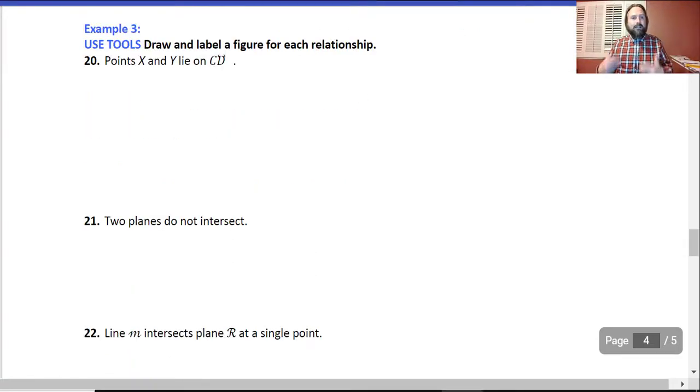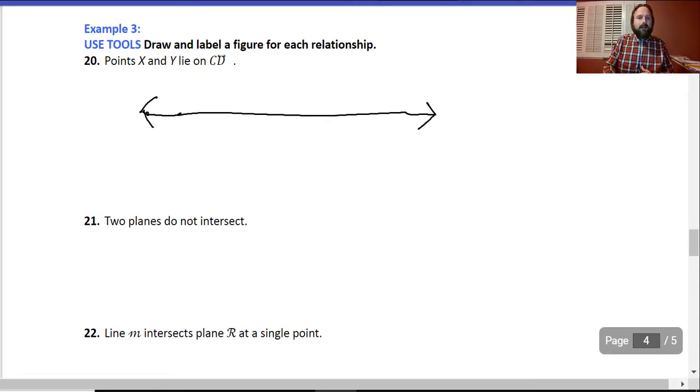So, for the next couple, you're going to try to just draw and label the figures, just like we're doing. It says points X and Y lie on line CD. Okay, well, I'll go like this. And this is my line CD. It says X and Y are on it. X, Y. Points X and Y lie on CD. That's it. We're just going to draw an example.